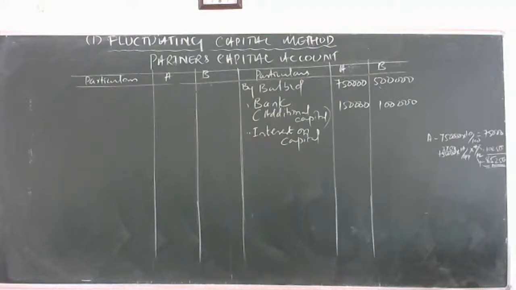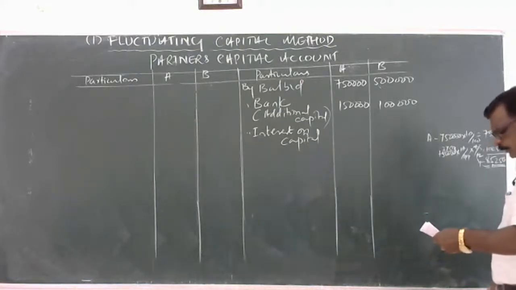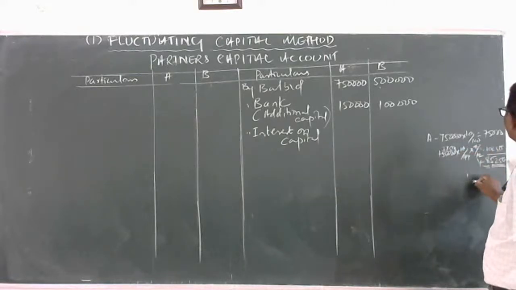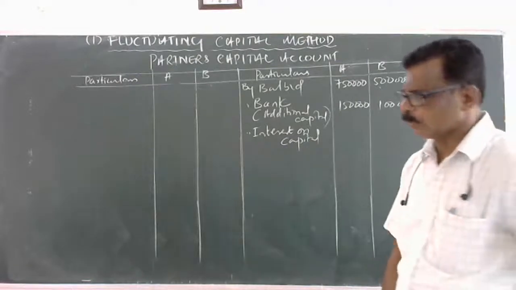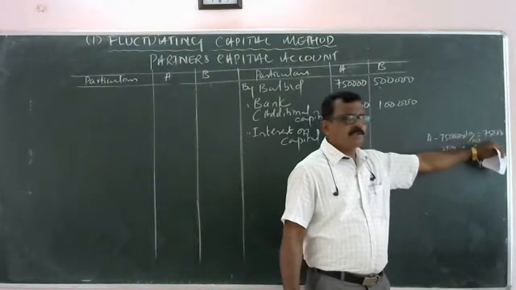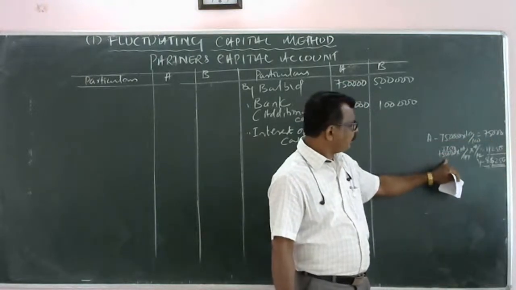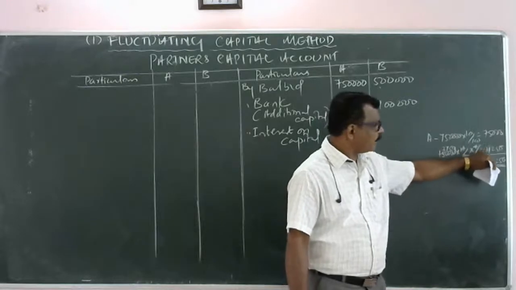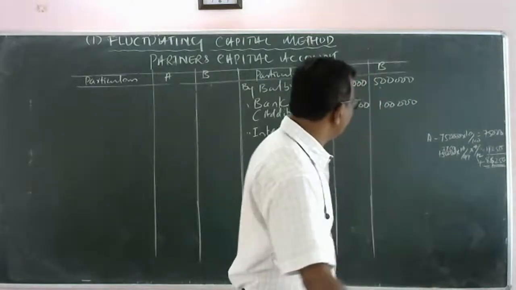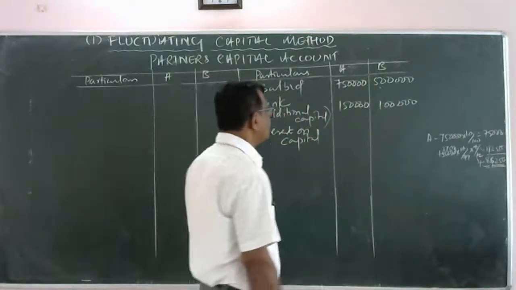So 11 months is 11 months. It is not 85,000. 11,000. So 11,250. So total interest is 86,250. So for 7,50,000, 10% for full year, 75,000. On 1,50,000, 10% for 9 months, 11,250. Total interest on capital is 86,250 on Mr. A's interest on capital.